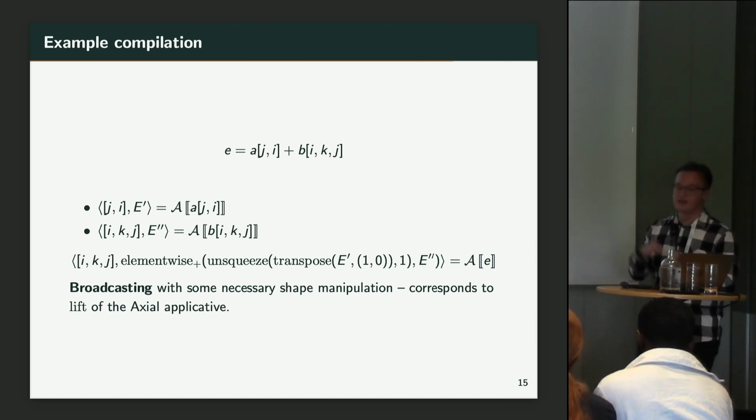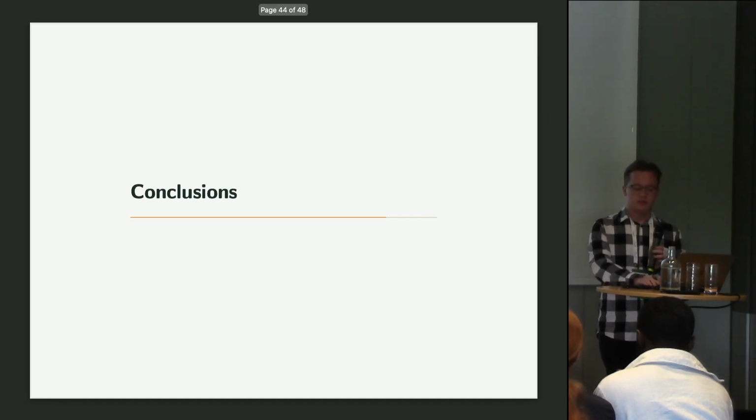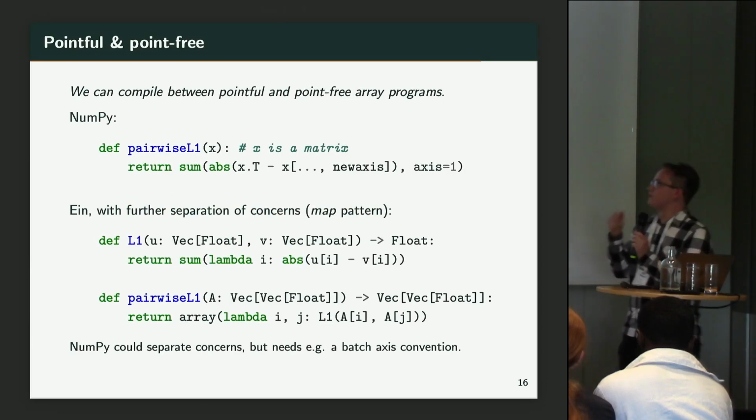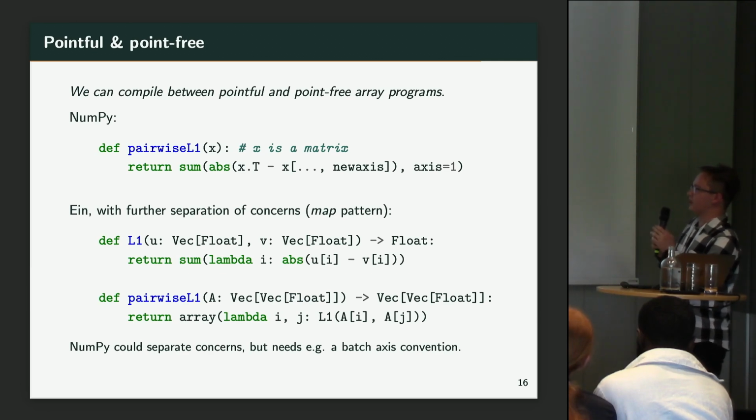In a way, the axial applicative exactly encapsulates this entire compilation scheme, because element-wise operations are most of what you're compiling. So we can finish off with some conclusions. First off, these two things are now equivalent. I made the Einstein code a bit longer, but the NumPy code you've already seen before, so nothing too interesting to see there.